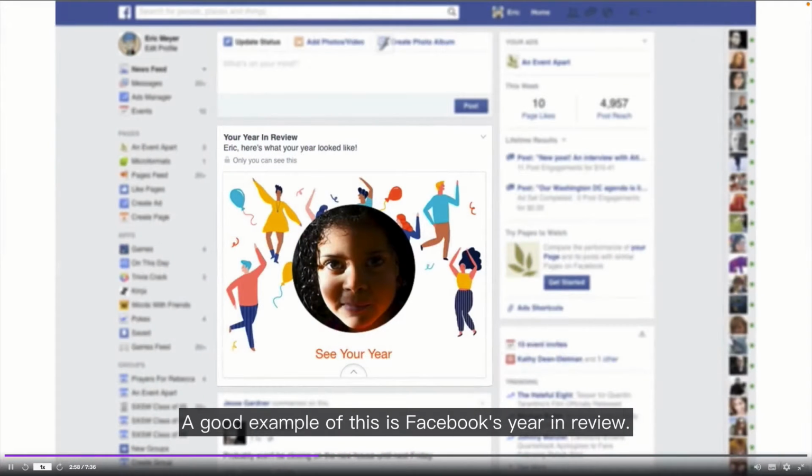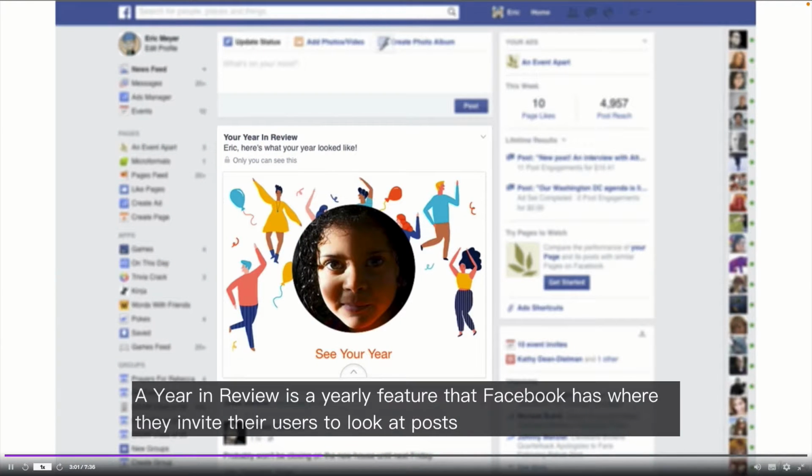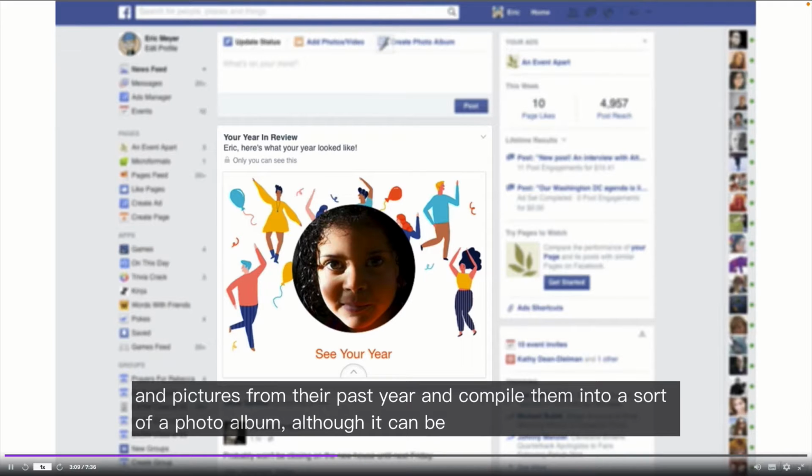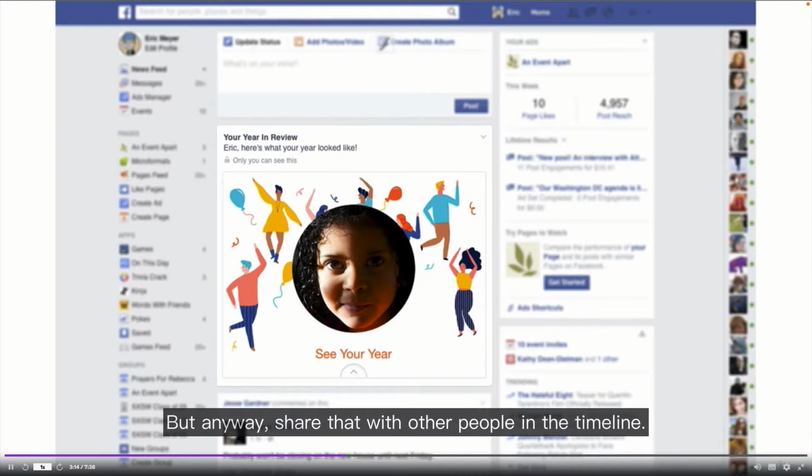A good example of this is Facebook's Year in Review. A Year in Review is a yearly feature that Facebook has where they invite their users to look at posts and pictures from their past year and compile them into a sort of a photo album, although it can be a video album as well. But anyway, share that with other people in the timeline.